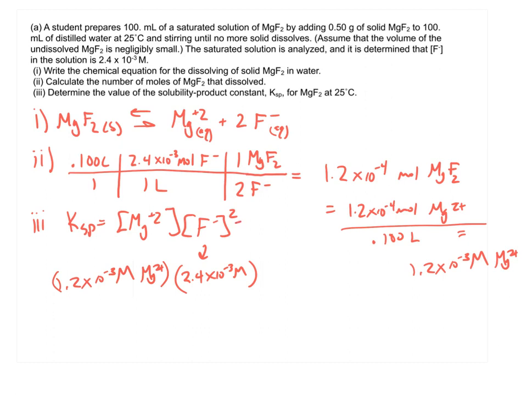But let's not forget that it's a squared term here. Before I multiply, I need to square this. And once I punch that in my calculator, I take 1.2 times 10 to the negative third times 2.4 times 10 to the negative third squared, and I get 6.9 times 10 to the negative ninth, and that is equal to the KSP of the MgF2.